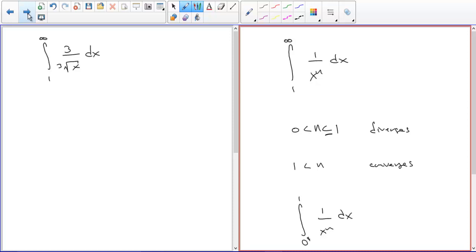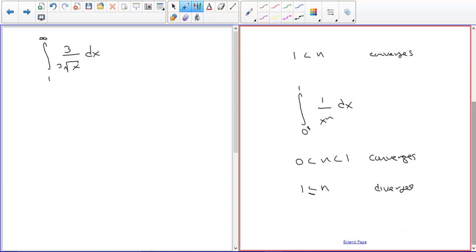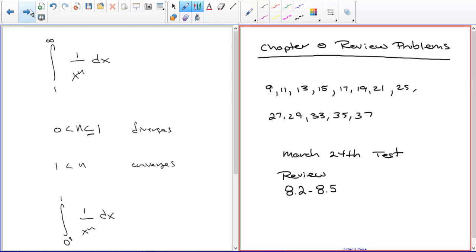And I think you have the same kind of expression if you integrate from 0 on the positive side to 1. If n is between 0 and 1, then it converges, and if n is greater than or equal to 1, then it diverges. So again, we just saw that in that one particular example, but you can generalize it to any expression like that.